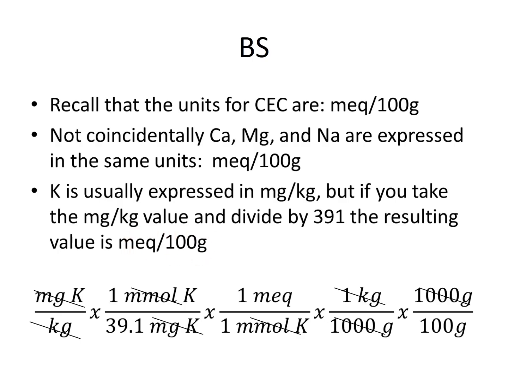And if you don't believe me, I've shown you the math down here at the bottom. You can pay attention to that or not, but if you want to convert potassium from milligrams per kilogram, this is parts per million, by the way, it's the same thing, you need to divide it by 391 to get milliequivalents per 100 grams. And so if your calcium, magnesium, and sodium are now expressed in milliequivalents per 100 grams, and your CEC is also expressed in milliequivalents per 100 grams, you have the ability to calculate base saturation.